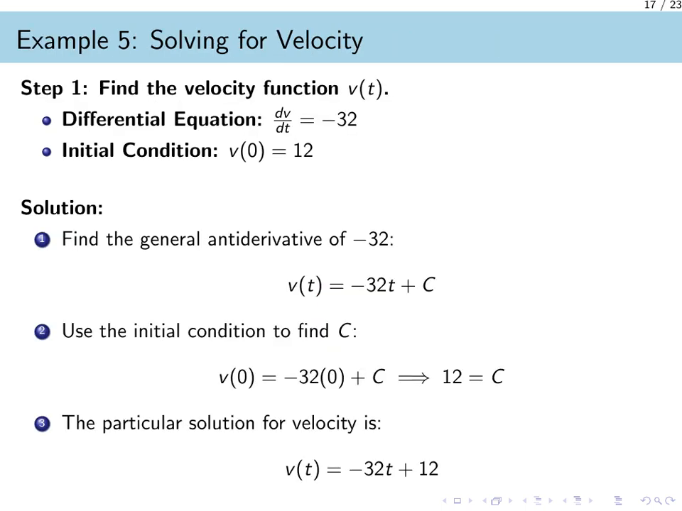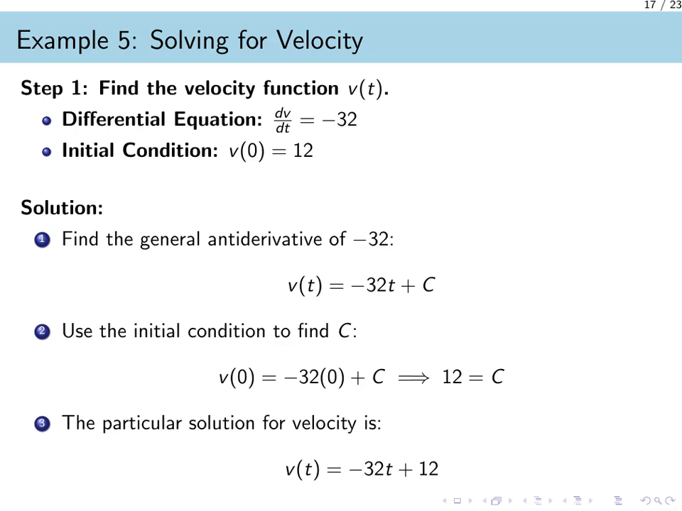Now that we have a model for acceleration, our first step is to find the package's velocity at any given time by solving an initial value problem. This type of problem combines a differential equation, here dv/dt equals negative 32, with a specific starting point known as an initial condition. First, we find the general antiderivative of the acceleration, which gives the velocity function v of t equals negative 32 times t, plus an unknown constant of integration, c.